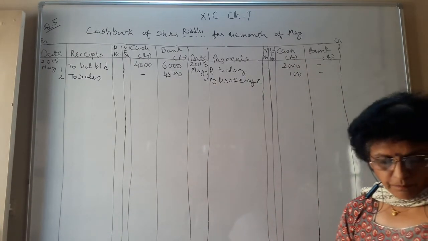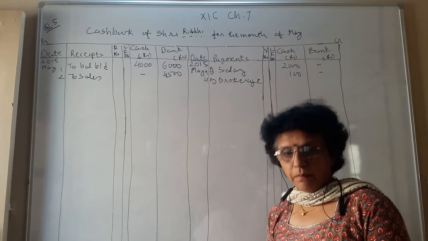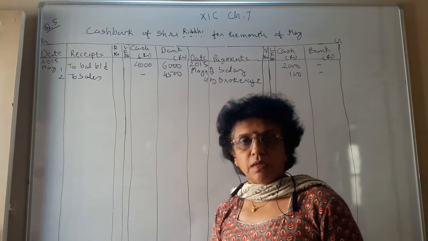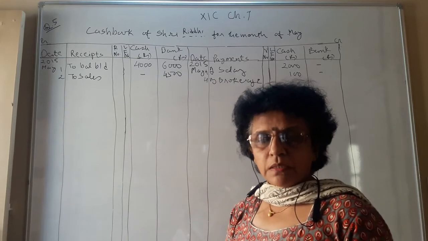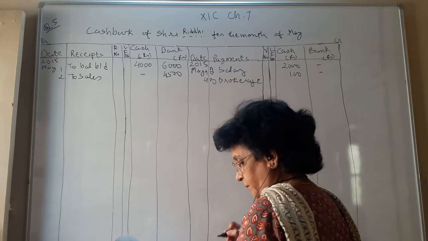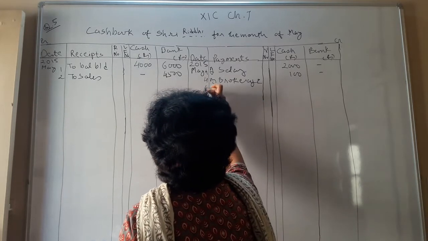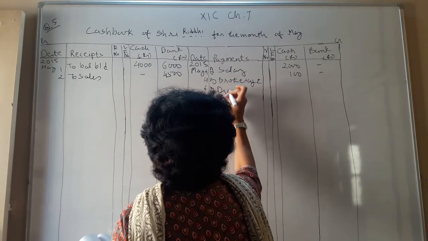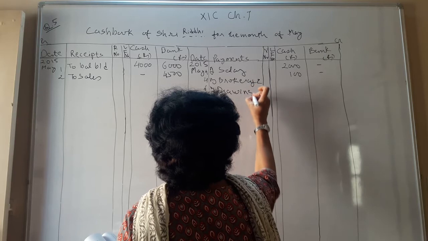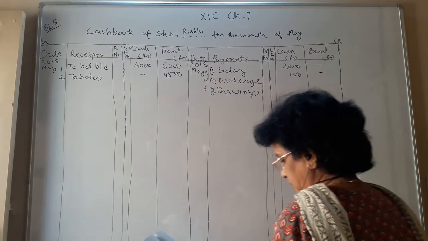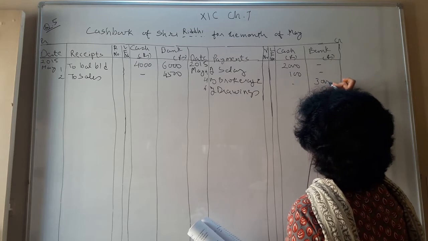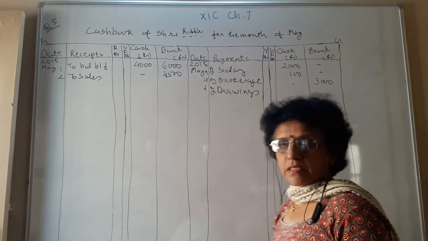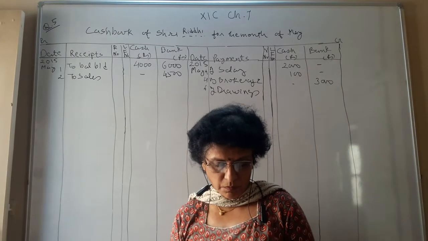On the 6th, 3,000 withdrawn from bank for personal use. Underline the words personal use. When you withdraw for personal use, treat it as a drawing. So on the 6th, by drawings, you have withdrawn from bank, so to be recorded in the bank column 3,000 rupees. The owner has withdrawn and taken money home.